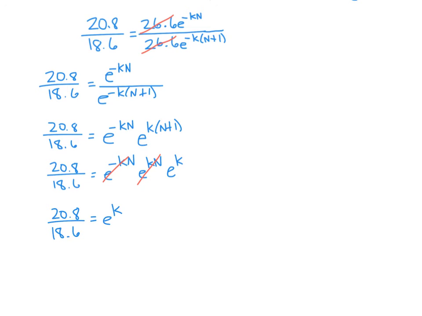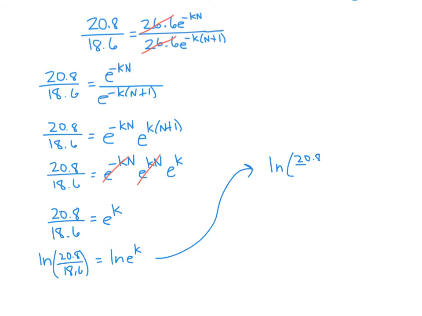Now we need to take the natural log of both sides. So natural log of 20.8 divided by 18.6 is equal to the natural log of e to the k. Now if we bring the k out in front, what we have here is the natural log of 20.8 divided by 18.6 is equal to k times the natural log of e. Natural log of e is just 1. So now we have k, and if we put that in our calculator and get a decimal approximation, we get that k is approximately 0.11 rounded to 2 decimal places.